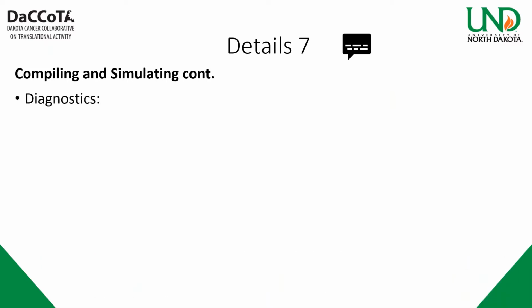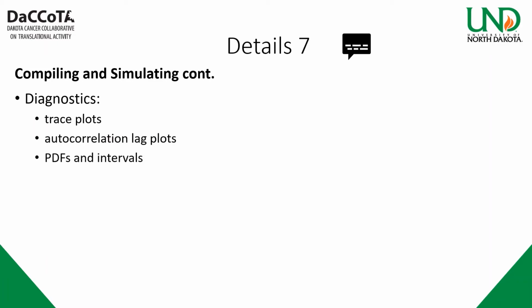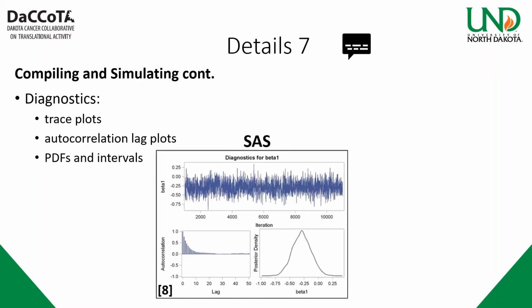Okay, so let's look at diagnostics now. We've already kind of seen them, but let's dig more into how we diagnose them. So there are those trace plots, what we've seen already. There are also autocorrelation lag plots, and of course our probability density functions and intervals. So this is what typical diagnostics look like in SAS. These are our trace plots, these are our autocorrelation plots, and these are our probability density functions.